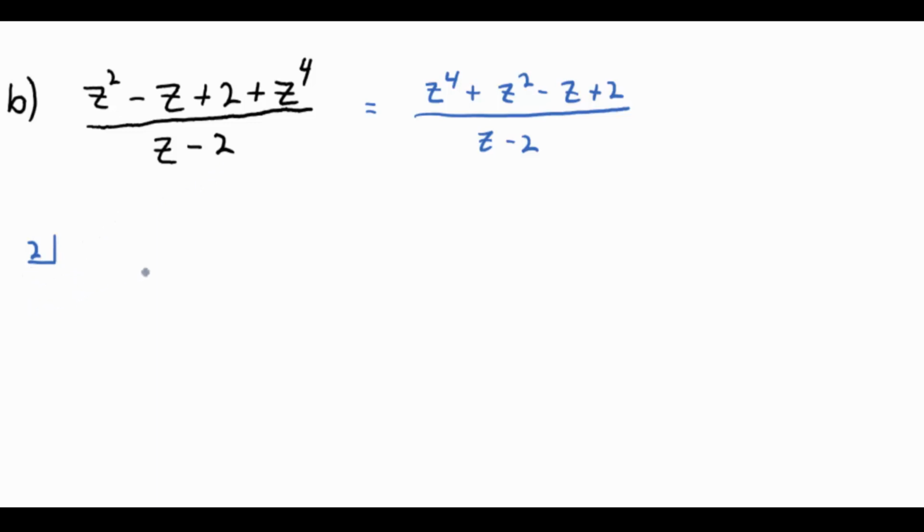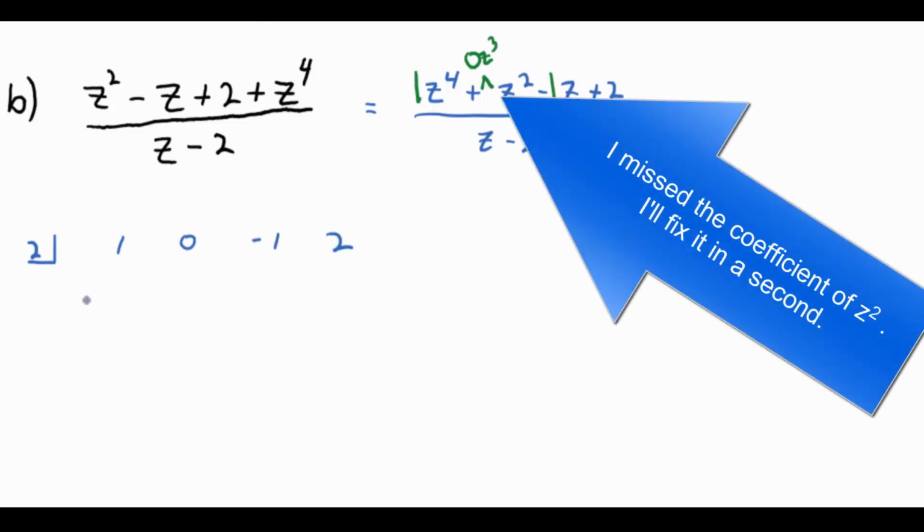Now you do have to be careful. In that numerator, it skips from z to the 4th to z squared. So what's missing is z cubed, right? So what's the coefficient of z cubed going to be? 0. You have to put that in when you line up the coefficients for that dividend. So what are those coefficients? 1, 0, is it 1 or negative 1? Negative 1 and 2. Okay, write down your line.